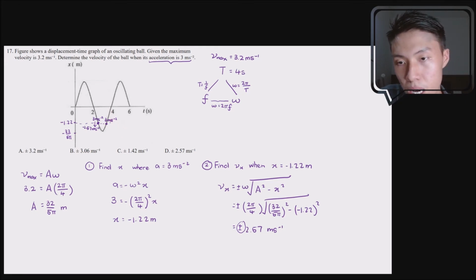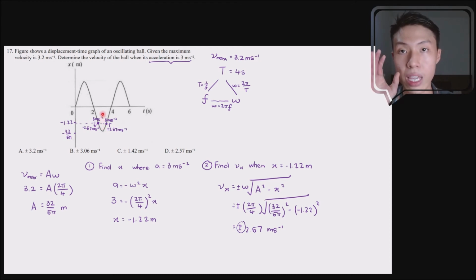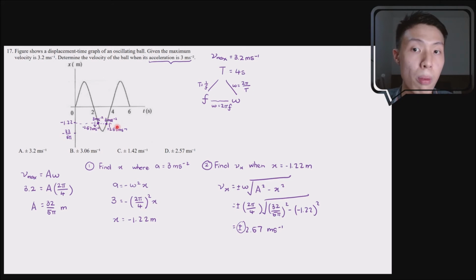So this one will be upwards with a speed of positive 2.57 meter per second. So you know that the ball at different moments can either be moving in the negative direction or moving in the positive direction.